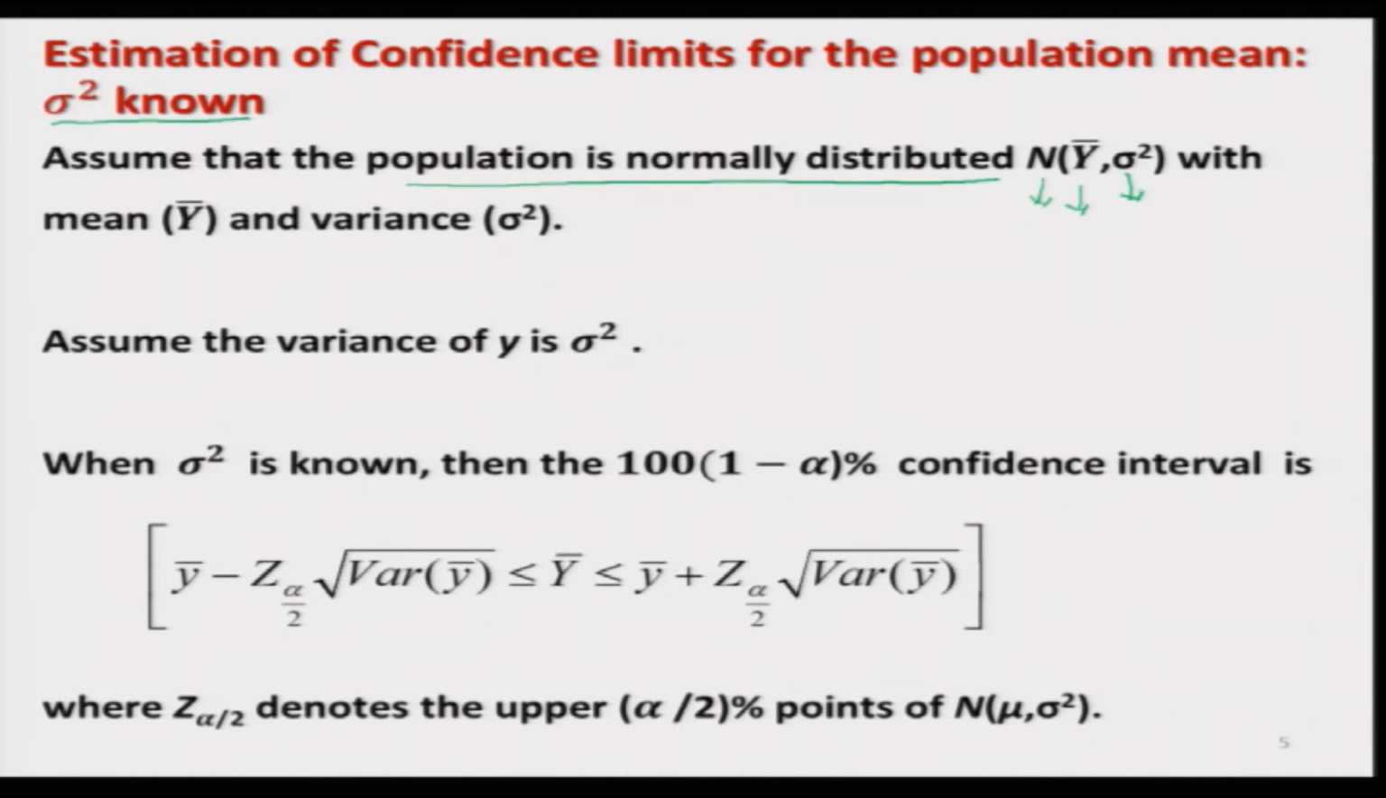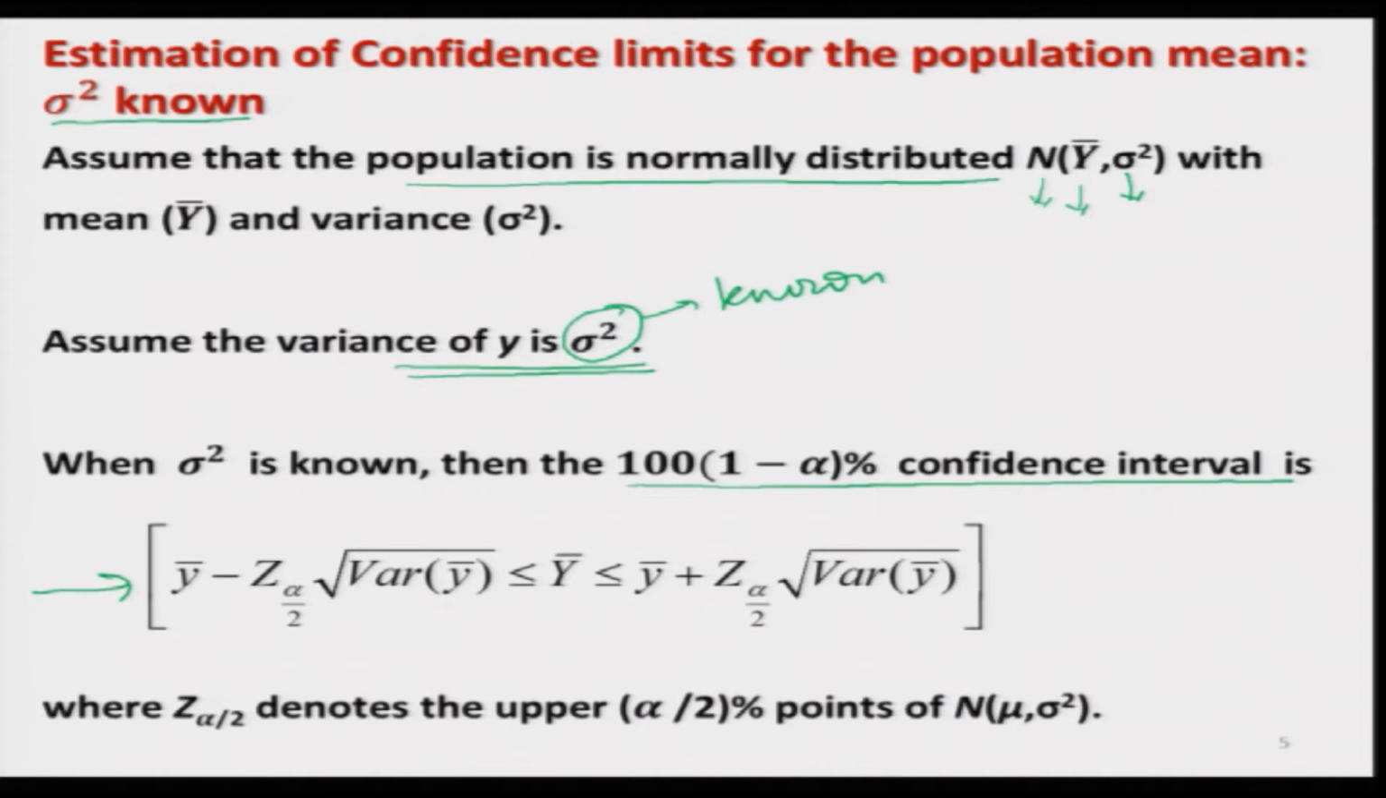square. So, we are assuming here that the variance of every y, that is every observation, is the same, that is sigma square. Now, I have here two options, that is sigma square is known or sigma square is unknown. In this case I am assuming that this sigma square is known. Under this condition, when sigma square is known, the 100 (1 minus alpha)% confidence interval for capital Y bar is given by this interval.